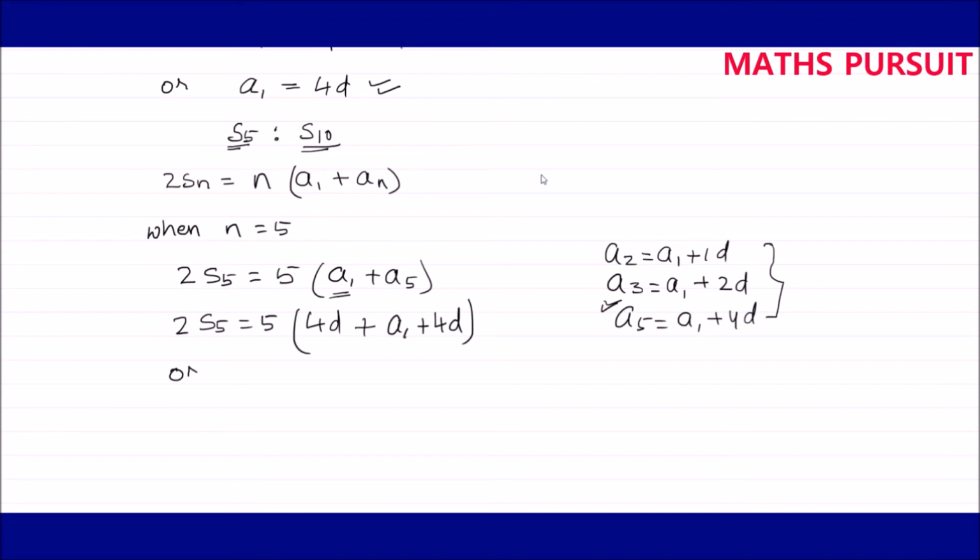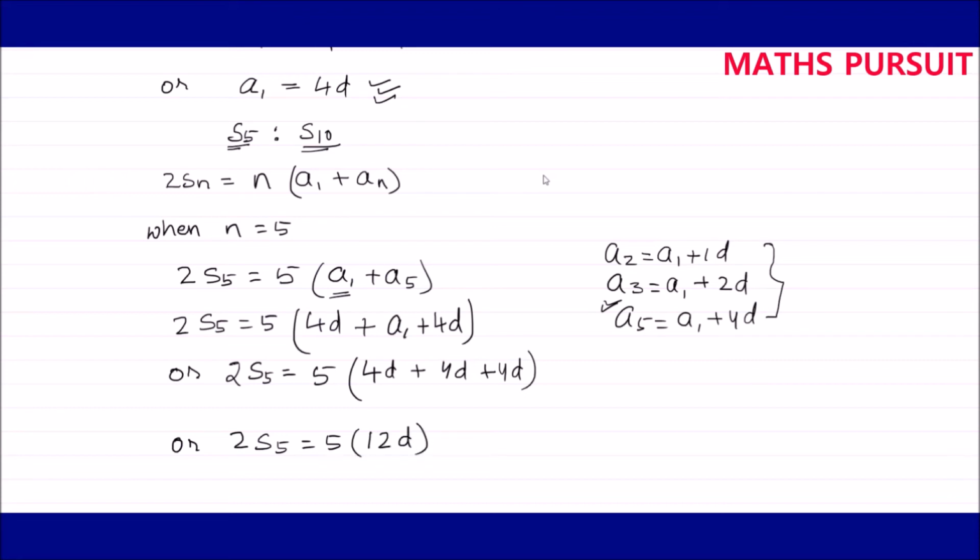Or I can write 2S5 is equal to 5 into 4D. Again I will replace this A1 with 4D because we got A1 is equal to 4D. So that is what I'm going to do. I will replace this A1 with 4D. So our equation looked like this. Or I can write 2S5 is equal to 5 into (4D plus 4D plus 4D), which is nothing but 12D.